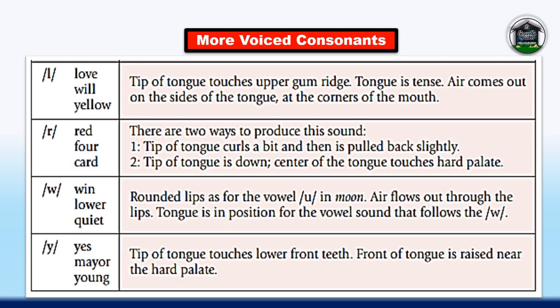Spelled with the letter L. Love, will, yellow. For this sound, the tip of the tongue touches the upper gum ridge and the tongue is tense. The air comes out on the sides of the tongue and at the corners of the mouth.